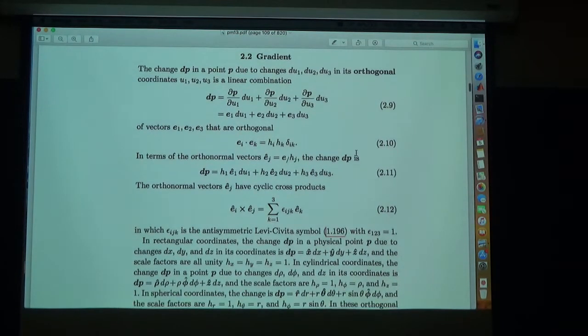All right, the next topic is the gradient, and the key thing is the change dp, that's a vector, in a point p, that's a 3 vector, due to changes in its coordinates, the u's. And that, of course, is going to be that change of dp is going to be how the vector changes with respect to u1 times du1, how it changes with respect to u2 times du2, how it changes with respect to u3 times the change in u3. And then these derivatives, one writes as vectors e1, e2, e3. So that's a nice little expression like this.